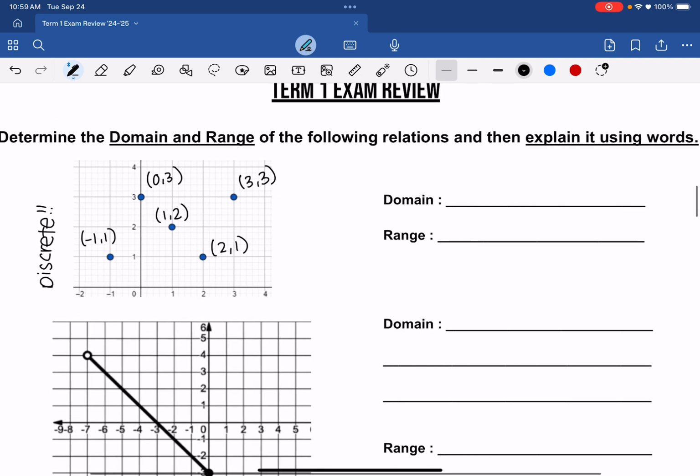Then when you list out your domain and range, remember it's least to greatest, and then if you have repeats, you only write it once. So our least x value is -1, then 0, then 1, then 2, then 3. And then your range are all your y values. So in this case, 1.